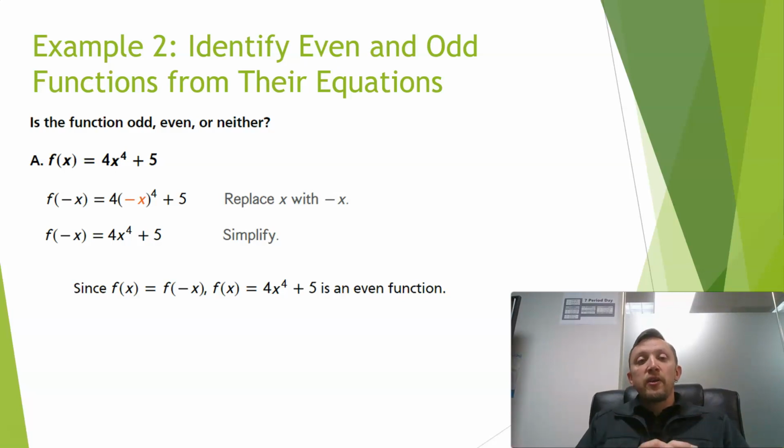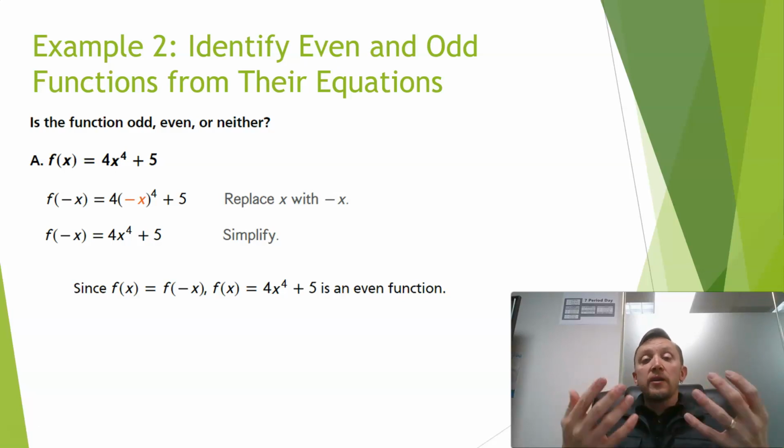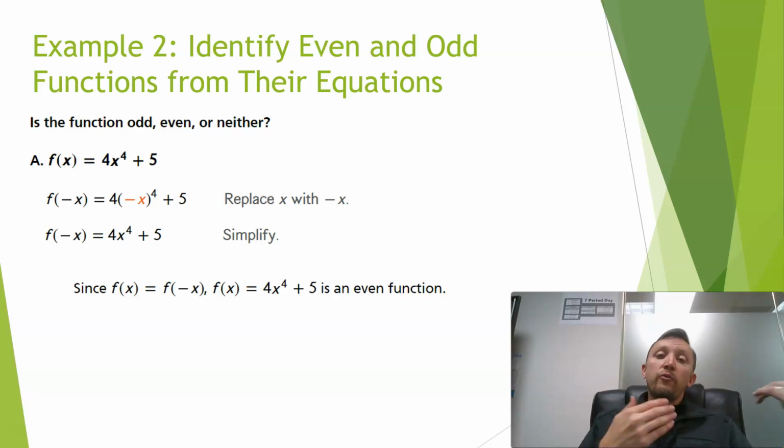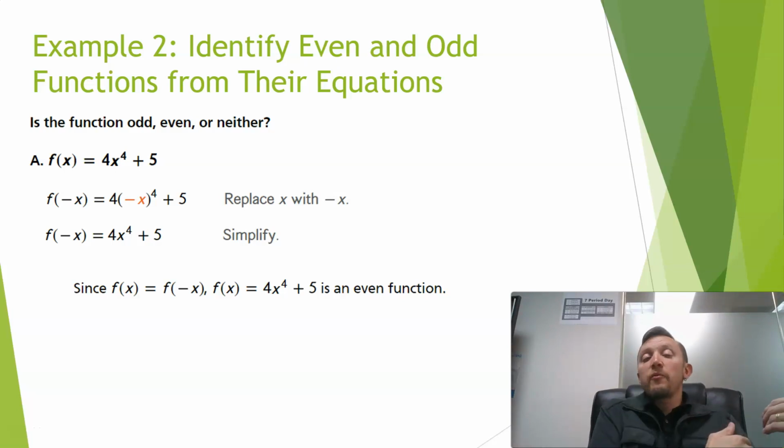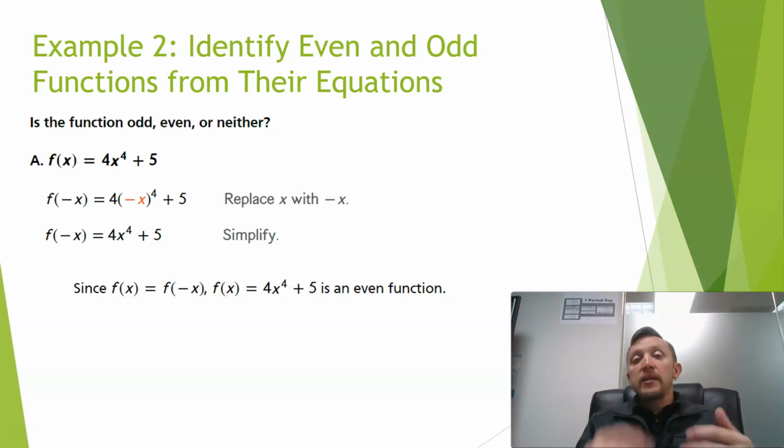Obviously you can see it on the screen right now, but if we put negative x in there for x, we'd have negative x to the fourth power. Now negative x to the fourth power is x to the fourth power. Times 4 would give us 4x to the fourth, and then the plus 5 would stay the same. So when we put negative x in there, we got 4x to the fourth plus 5, which is the same as what we had originally. So that tells us that it is an even function.